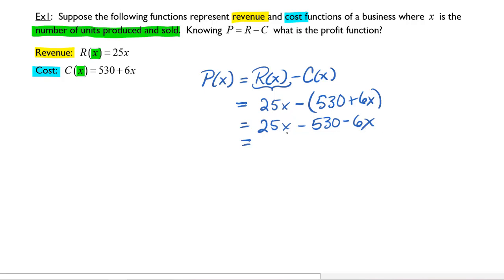If we subtract 6x from 25x, we get 19x. And since negative 530 has no like terms, we are done. The profit function p(x) is equal to 19x minus 530.